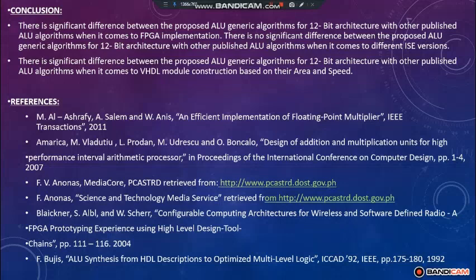All other models, if there is a difference compared to other published arithmetic logic units, are based on their speed and area. These all are the references which we have taken.